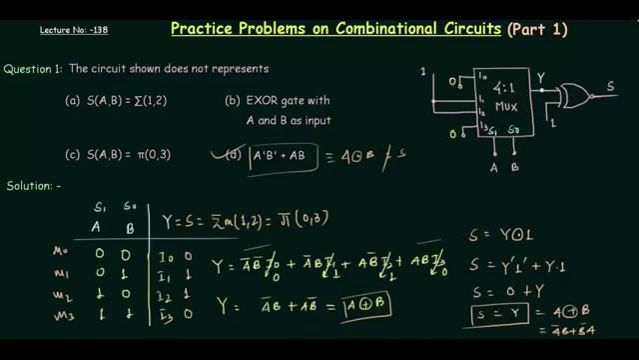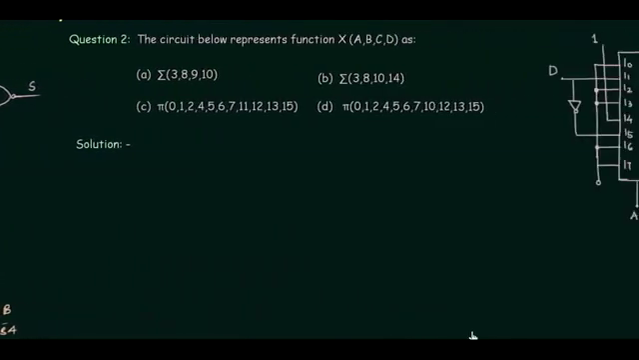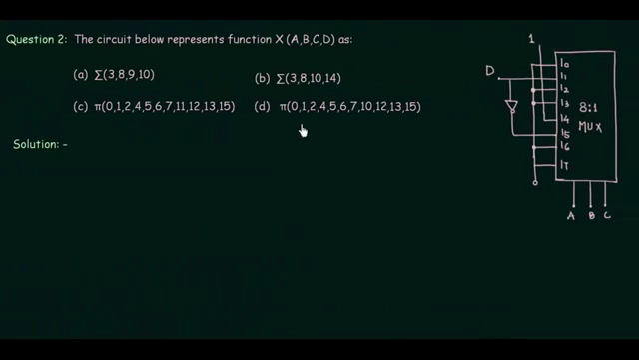Now let's move to our example number 2. In this also there is a mux involved, and this time it is an 8:1 mux, and you have to find out the function x. Here this is x, and definitely the function x is having the variables a, b, c, d: the 3 selector variables, and d as the input. Now you have to find out the value of x. That you can do very easily.